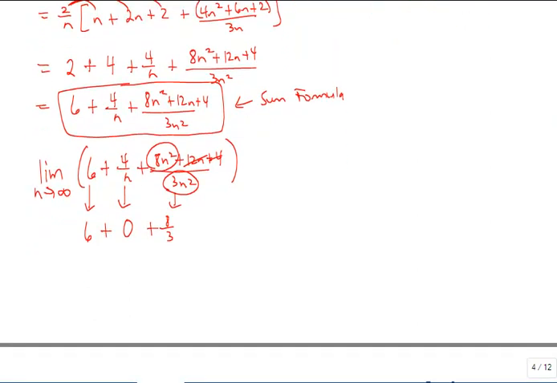So we get 6 plus 0 plus 8/3. And now if you want to get a common denominator, 6 is the same as 18/3. So 18/3 plus 8/3 is 26/3. And there's the limit of our sum.